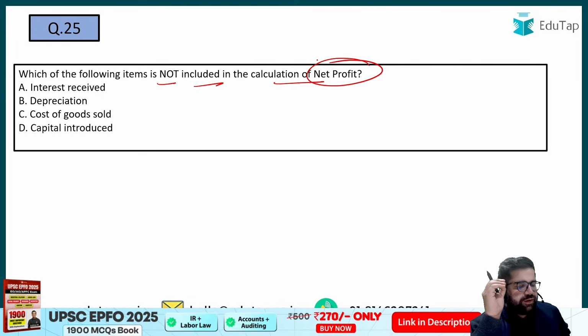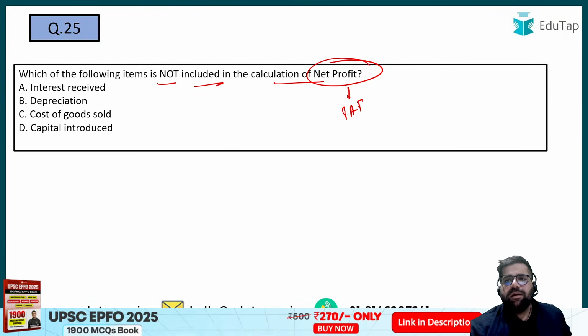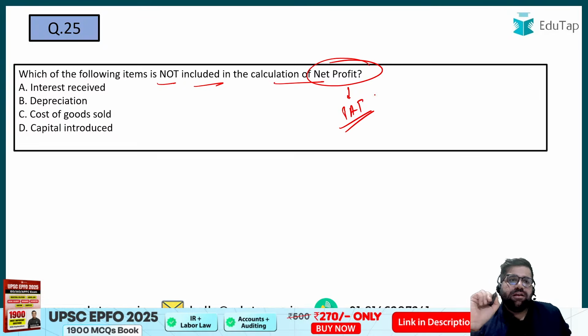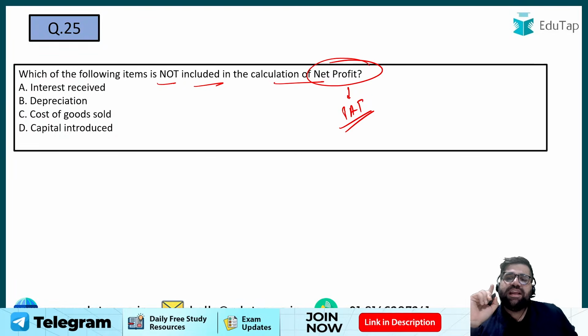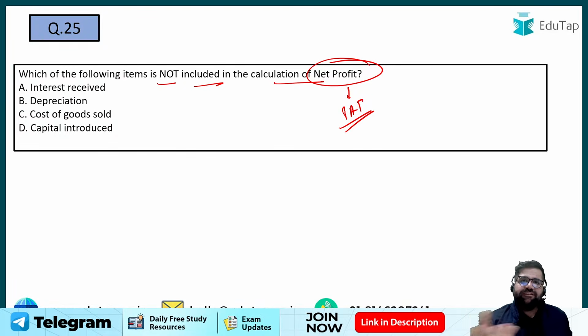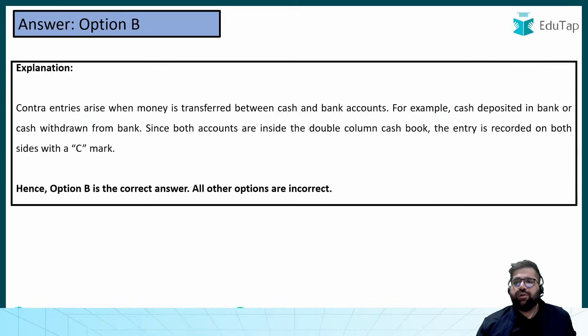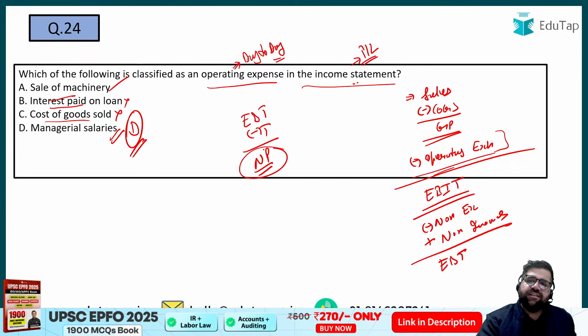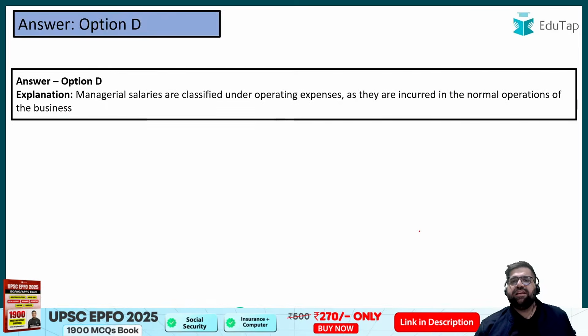25. Which of the following item is not included in calculation of net profit? So net profit is your after tax profit. Net profit is also known as what? PAT, profit after tax. So which of the following is not included in calculation of net profit? In net, everything will come, right? Because net is the final answer which you are calculating. I told you, right, that net profit is the final answer which you are calculating in the income statement.